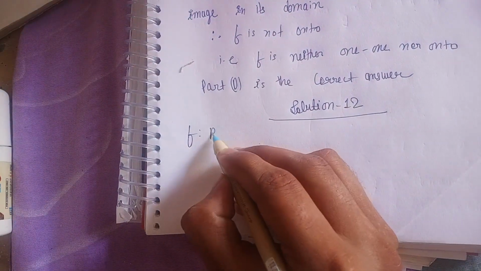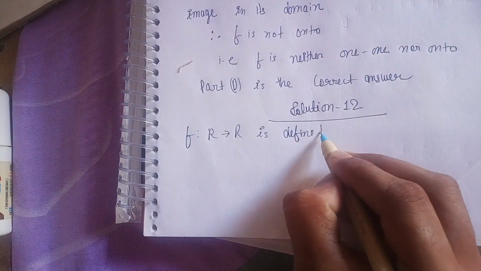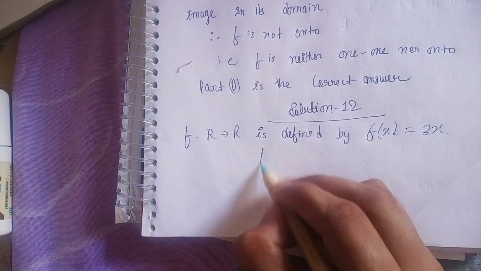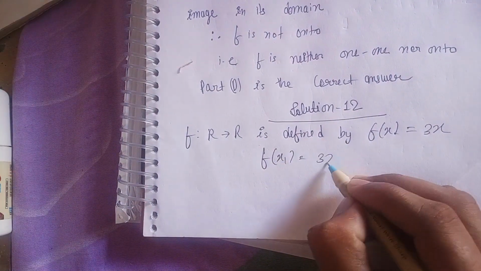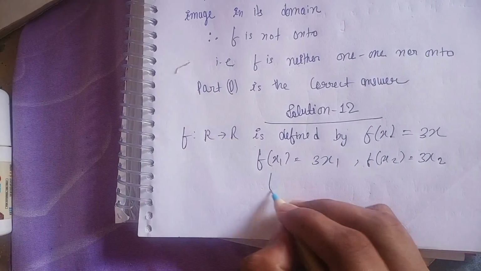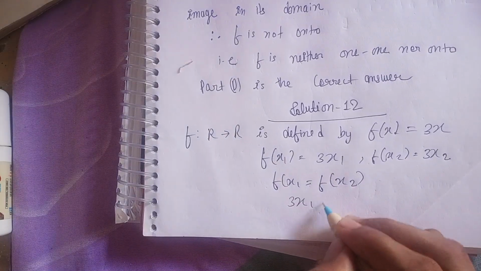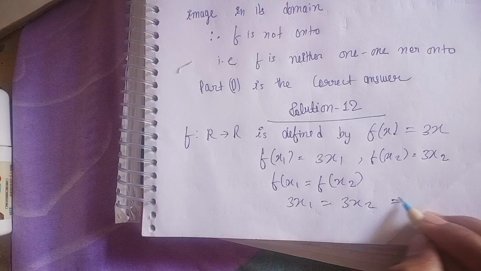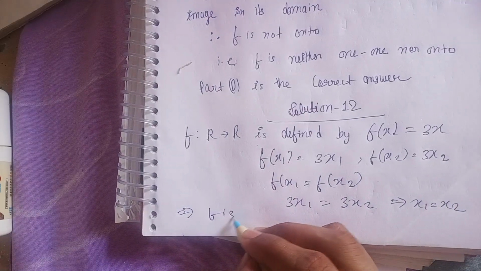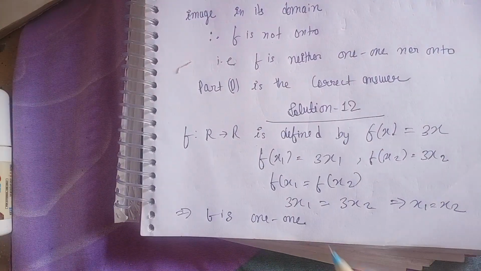Function f from R to R is defined by f(x) is equal to 3x. f(x1) is equal to 3x1. f(x2) is equal to 3x2. Let f(x1) is equal to f(x2). Now 3x1 is equal to 3x2. Therefore x1 is equal to x2. And therefore f is one-one.